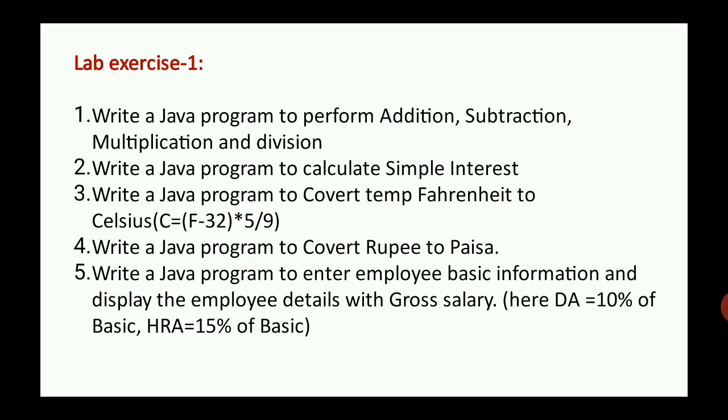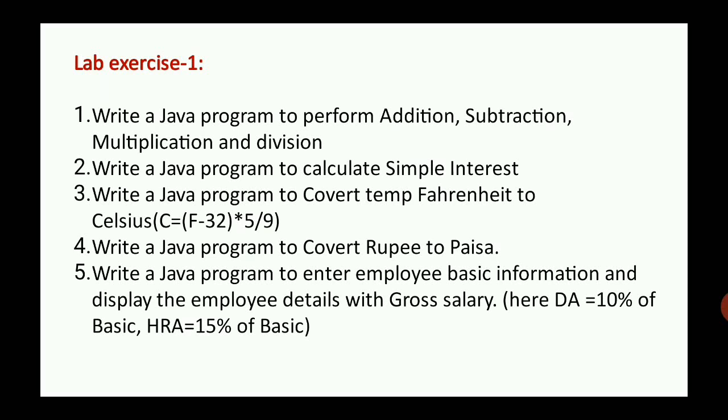The next program is to write a Java program to enter employee basic information and display the employee details. What are the details that you have to display in this program? Gross salary. For calculating the gross salary, you should know it is basic salary plus DA and HRA. One note is given that DA will be 10% of the basic salary and HRA will be 15% of basic salary. So the variable you need to declare here is the basic salary.